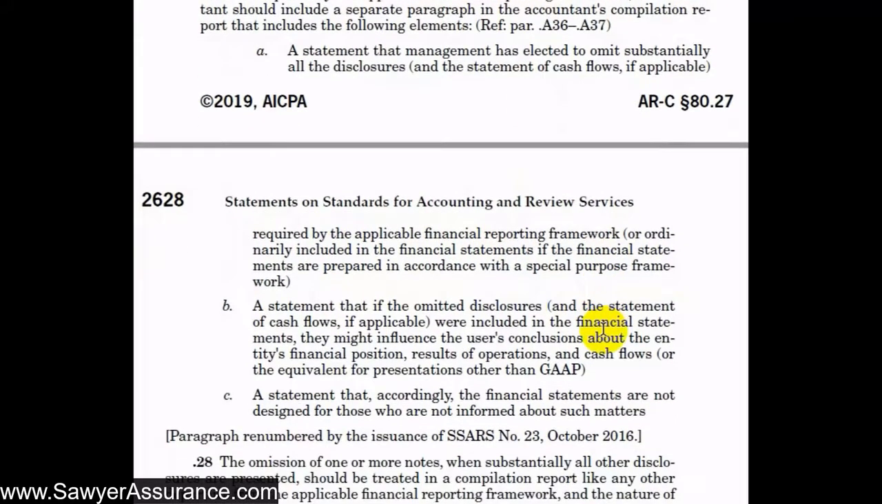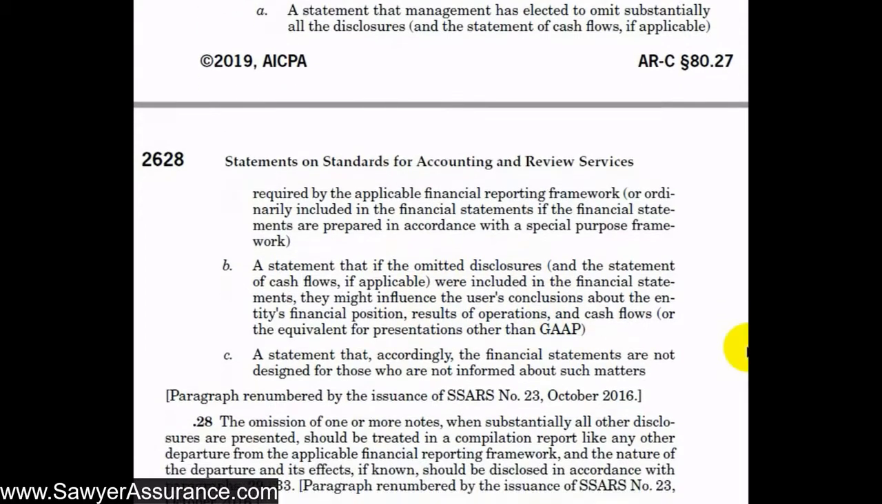In addition to that, we have to include a statement that if the omitted disclosures were included in the financial statements, they might influence the user's conclusions about the entity's financial position, the results of operations, and cash flows. And finally, we include a statement that says the financial statements are not designed for those who are not informed about the matters that might have been included in the disclosures that were omitted.